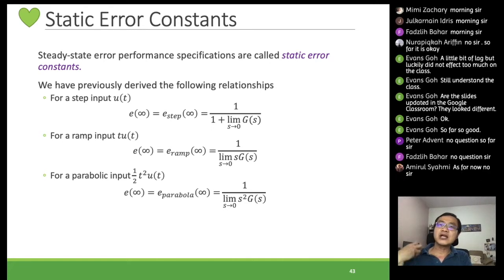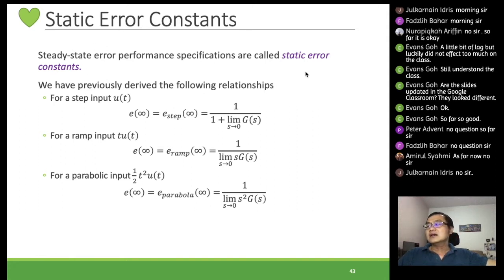Okay, we would try to use a term where everyone would be able to understand easier. You will actually see all these terms exist somewhere. Maybe when you are looking for specifications of a system, they may give you this kind of a static error constant. Just a term that everyone may use, right? So what this term is all about is trying to describe the performance of the steady state error, right?